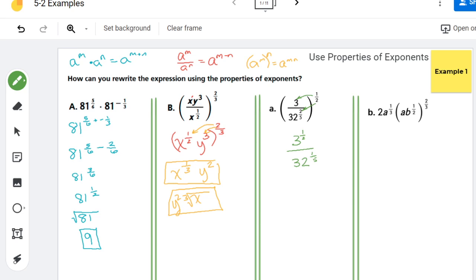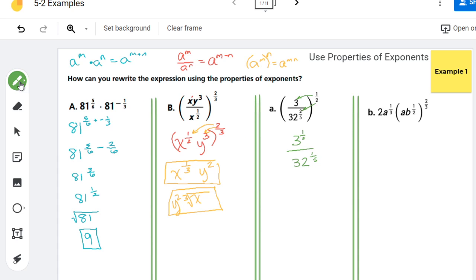So now if I think about this, 3 is a prime number. Okay, so because 3 is a prime number, I can't break it up further. So it can stay as 3 to the 1/2, or when I convert it to radical form, it'll be the square root of 3. Okay.